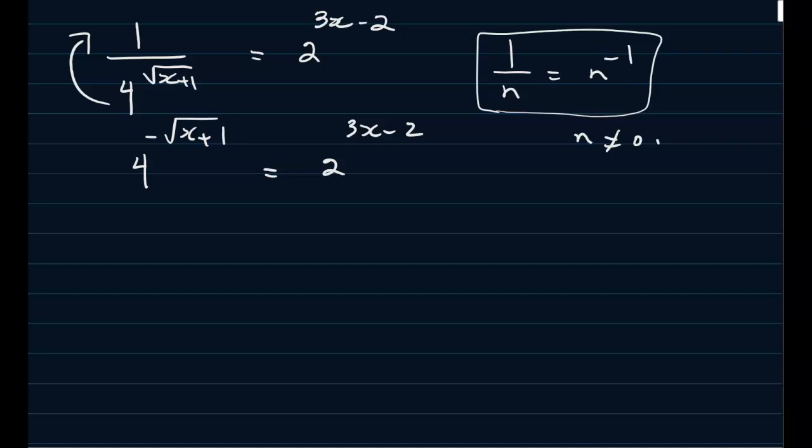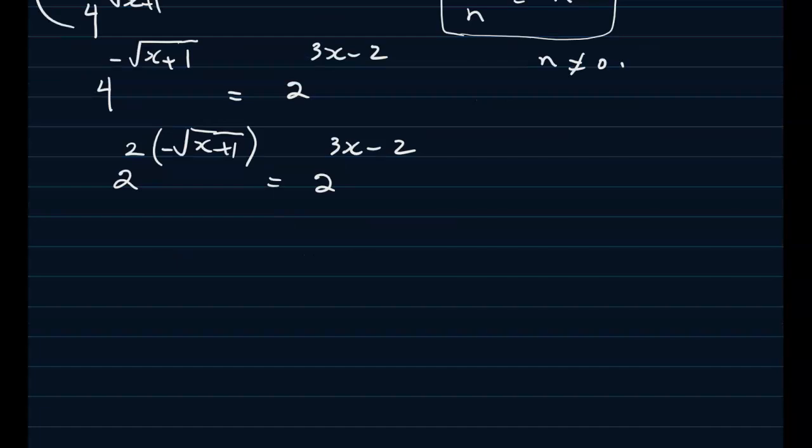Now that we have that, we're going to change 4 to 2 squared, so that would be 2 squared to the negative root x plus 1. That's equal to 2 to the 3x minus 2. Once we get to this, we know that the bases are the same, so the exponents must be the same because it's an equation. So we can say negative 2 square root of x plus 1 equals 3x minus 2.